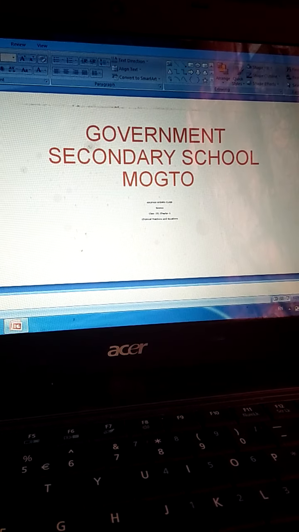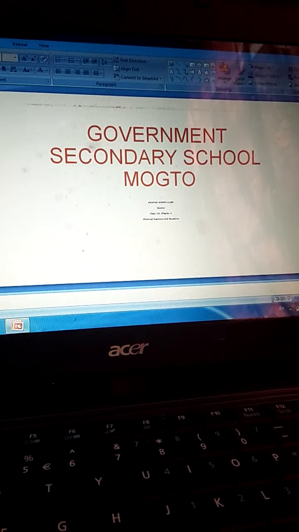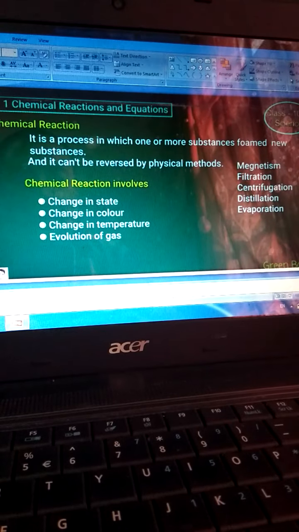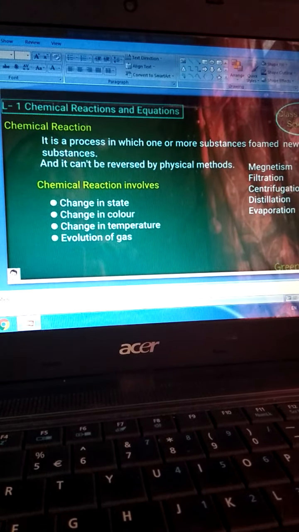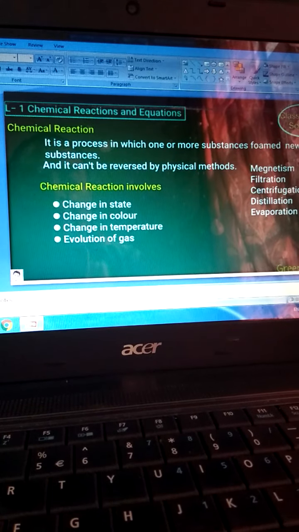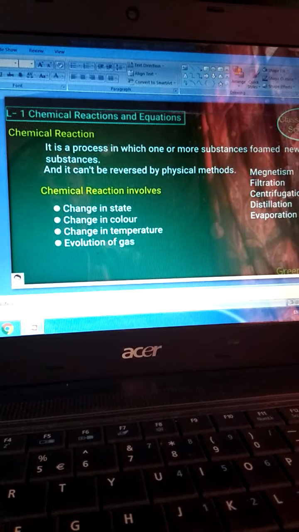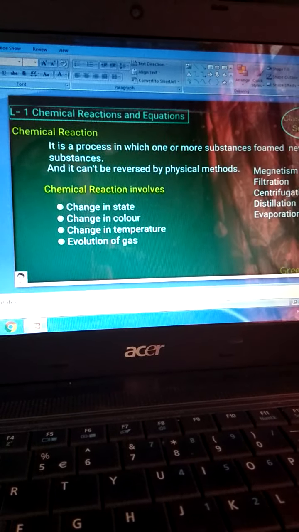I am Anupam Mishra, TGT Science, and today we are going to discuss the first chapter of class 10. The name of the chapter is Chemical Reactions and Equation. So we are going to learn today what is chemical reaction, what is chemical equation, how to write chemical equation, how to balance chemical equation, and what are the different types of chemical reaction.